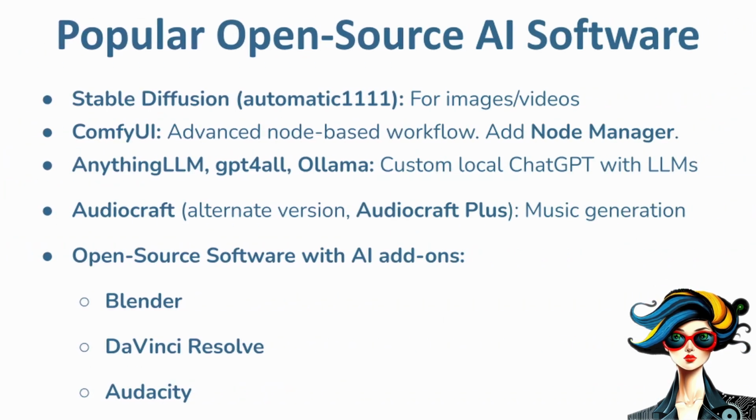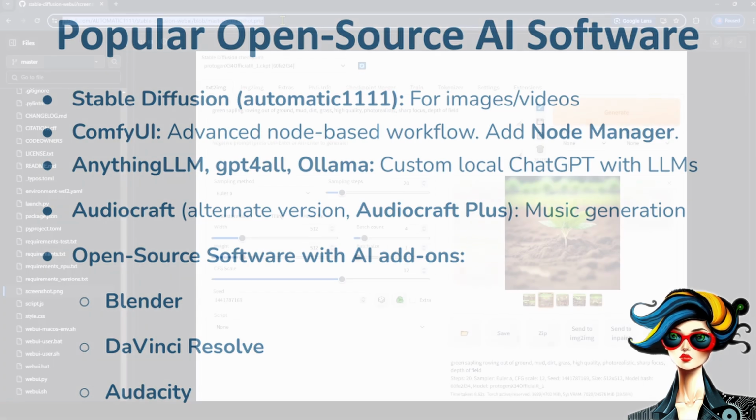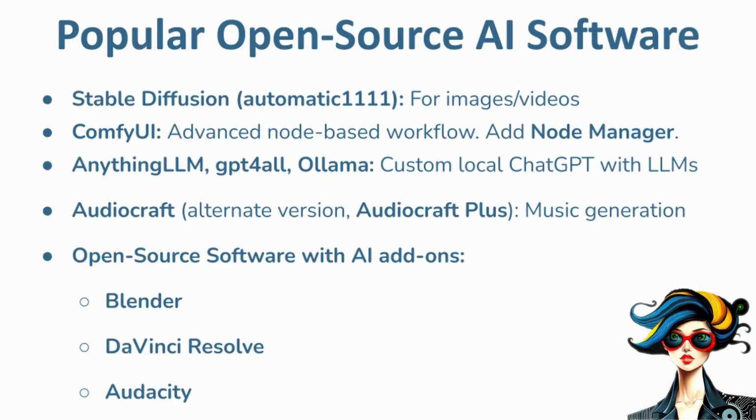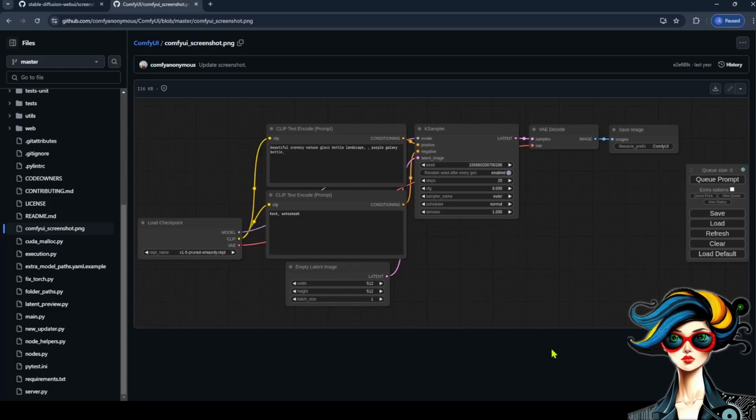Now, what are some popular open source AI software? Well, you might have heard of Stable Diffusion, or its go-to user interface called Automatic 1111, for creating images and videos. Now, its cooler, more advanced cousin is known as ComfyUI, and a lot of users who started out with Automatic 1111 have made the leap to using ComfyUI, which has a really cool, flexible node-to-node workflow that's a step up and a bit more advanced.